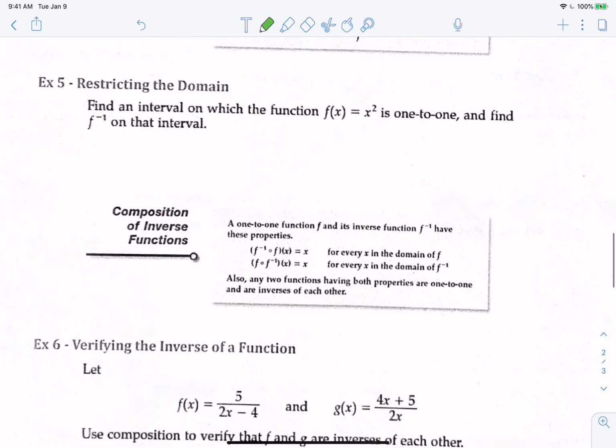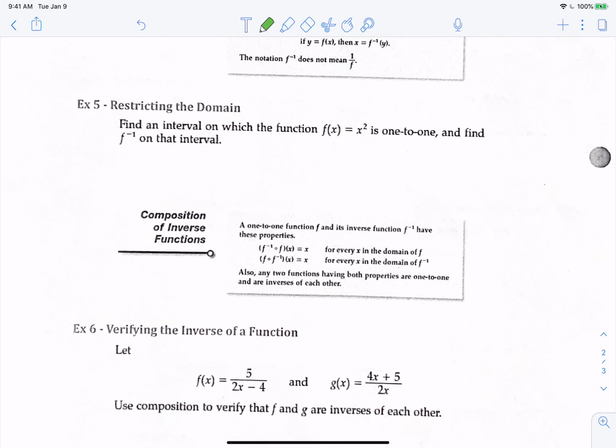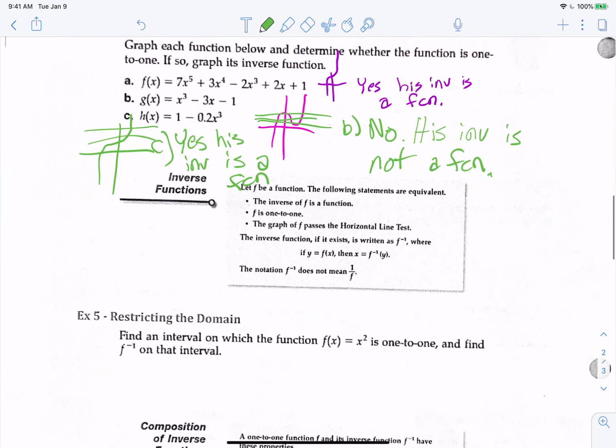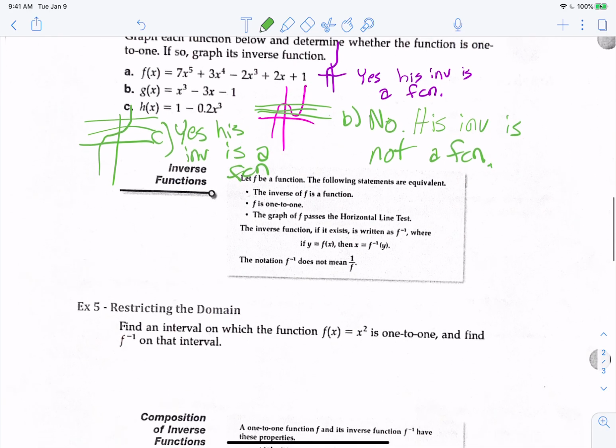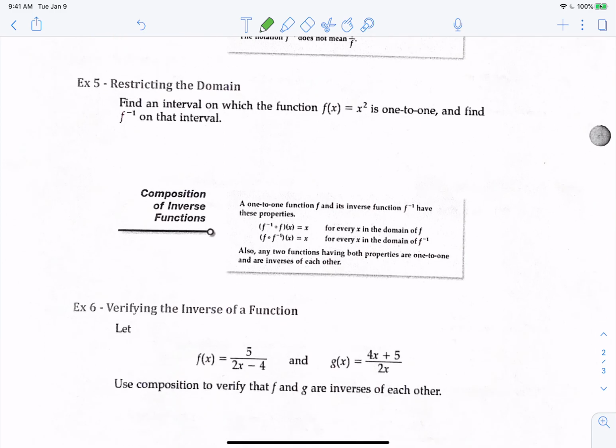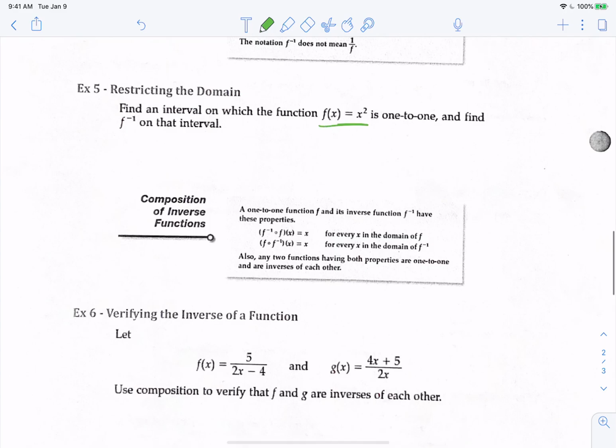All right. Example 5. Find an interval upon which f of x equals x squared is 1 to 1 and find f inverse on that interval. Okay.